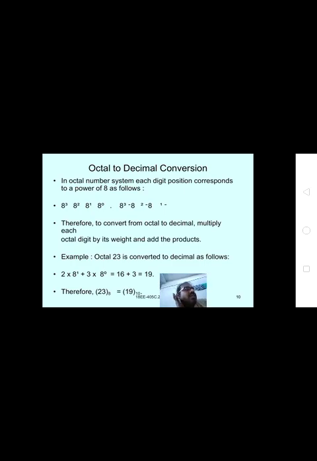Therefore, to convert from octal to decimal, multiply each octal digit by its weight and add the products. Here I have given an example: octal 23 is converted to decimal as follows. 2 times 8 power 1 plus 3 times 8 power 0. That is 16 plus 3 equals 19. 8 power 1 is 8, 8 twos are 16, 8 power 0 is 1, 1 times 3 is 3. 16 plus 3 is 19. Therefore, 23 base 8 equals 19 base 10.